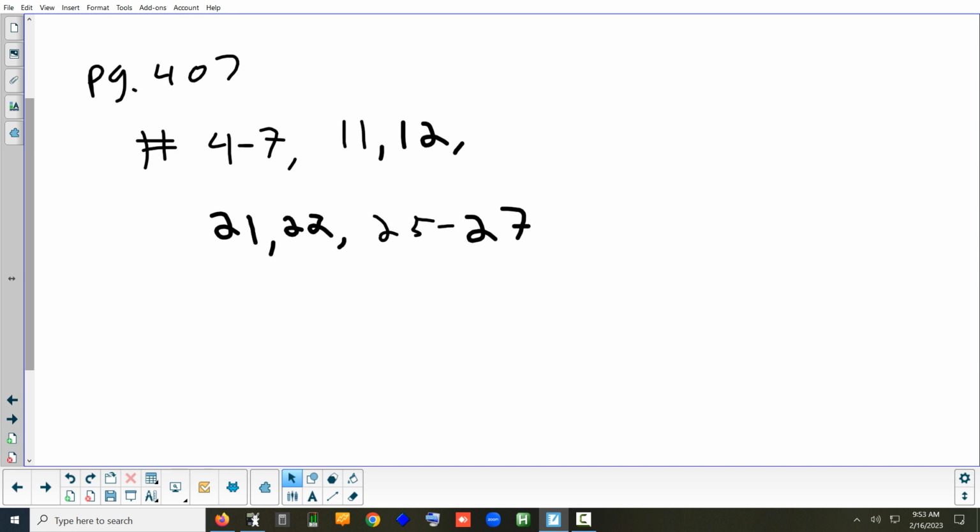Four through seven. One of them says to graph it on the calculator. You don't have to do anything with a calculator, so ignore anything it says about using a calculator. Okay, so that's the homework. 4 through 7, 11, 12, 21, 25, 26.